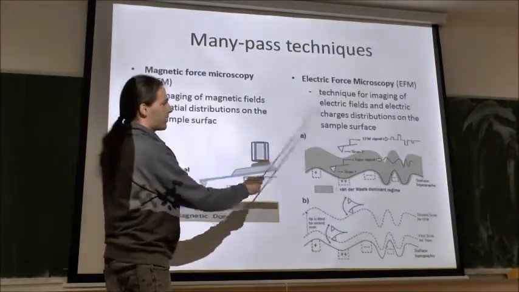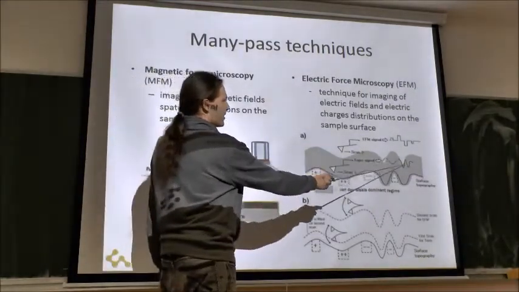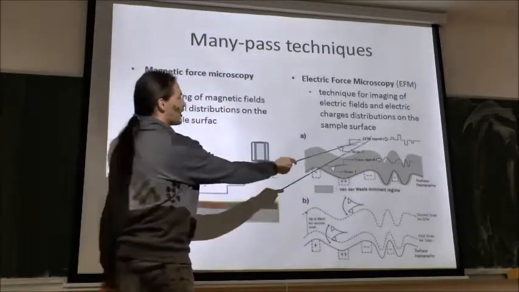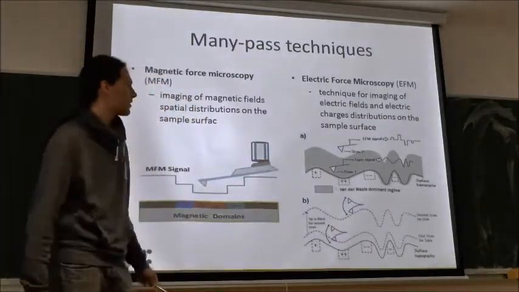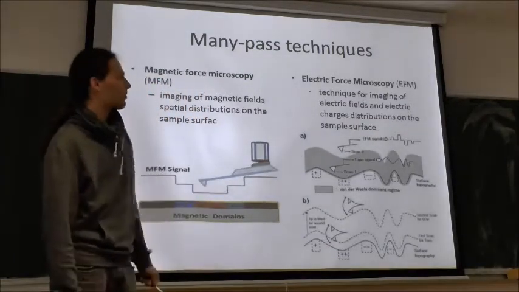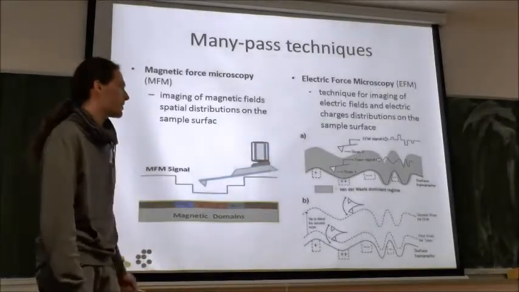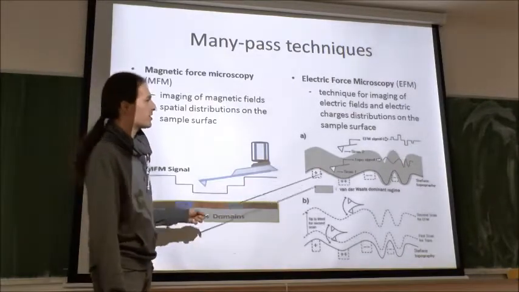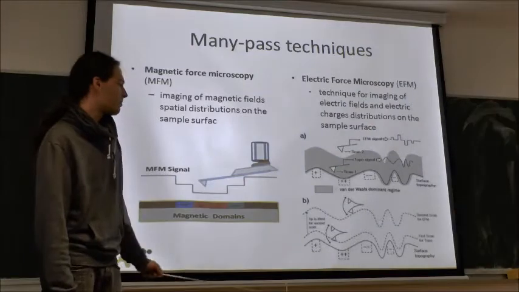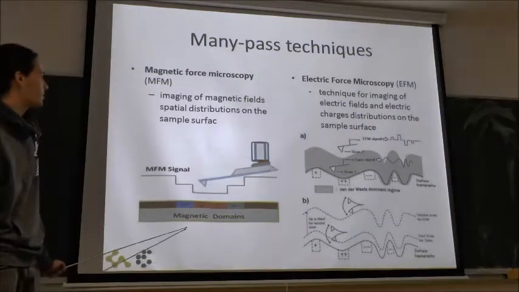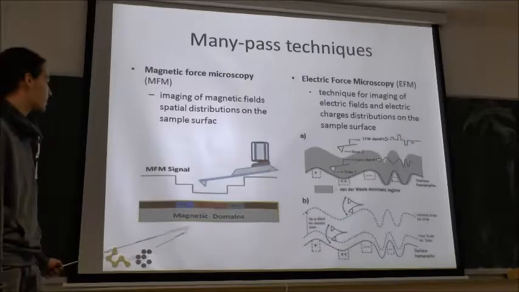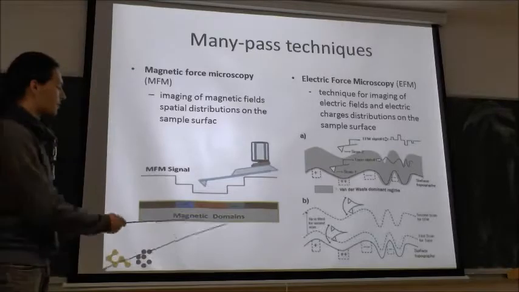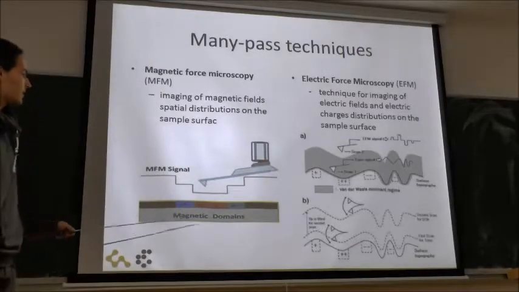remove the cantilever and the tip in this shape of the topography, and then we measure different signals. Here is the signal of electric force microscopy. This is the technique that is used for imaging electric fields and electric charge distribution on the sample. We can also observe the magnetic field distributions. Of course, we need a special tip, but we can observe the magnetic domains in samples.